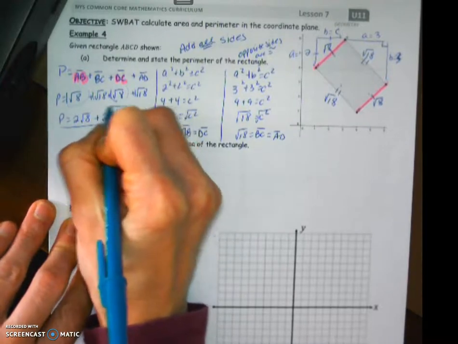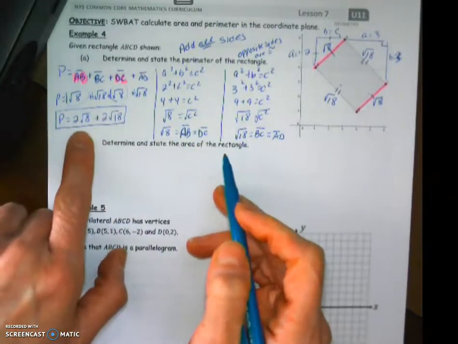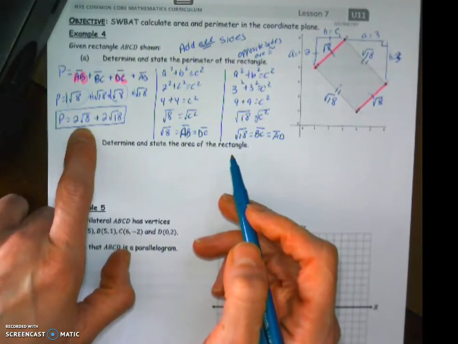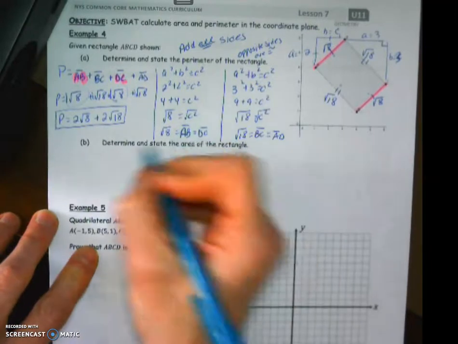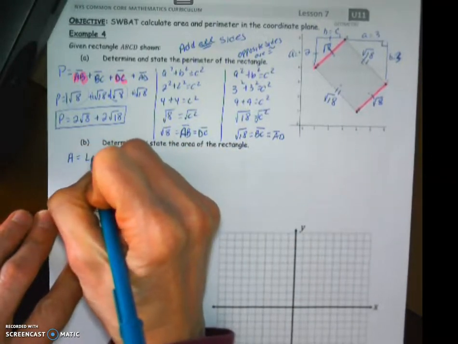It doesn't say to round, so you can leave your answer in exact form. So 2 square root of 8 plus 2 square root of 18. Once again, it doesn't specify. So if you do round, just make sure that you're rounding appropriately.